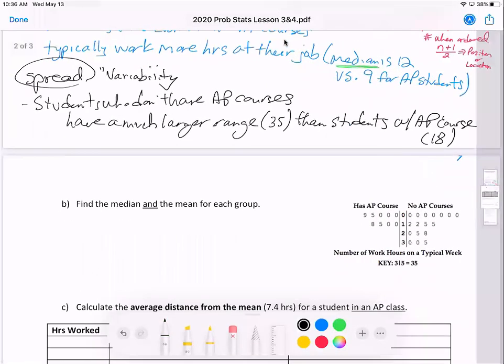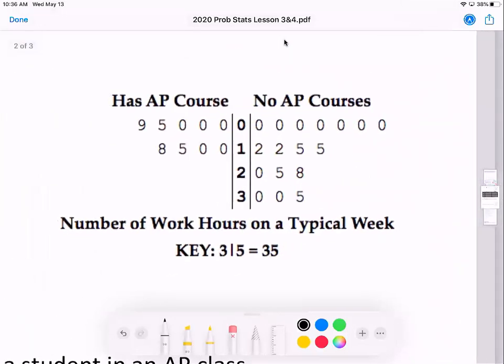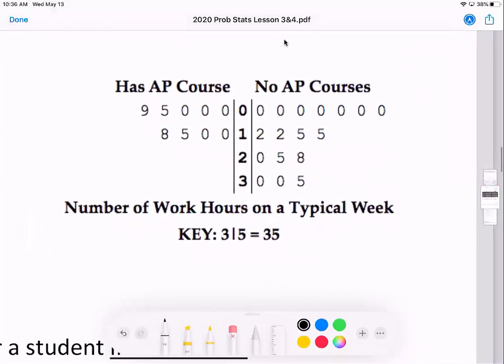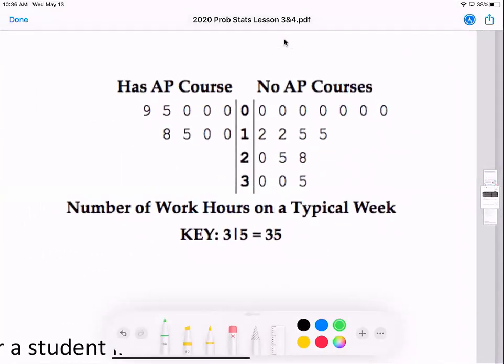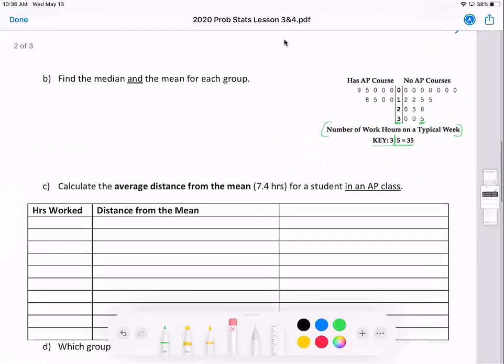On the next page, I've given you the same exact stem plot, so you don't have to turn back and forth. By the way, I didn't mention before, but the key on the stem plot helps you out with how to read it. 3|5 would be 35. Then we have what we're actually measuring here. But anyway, calculate the median and the mean for each group.